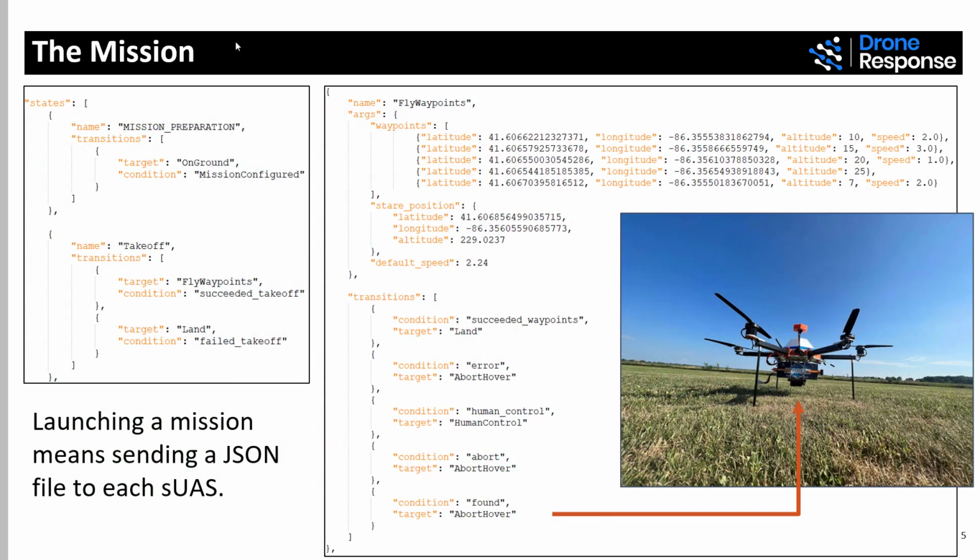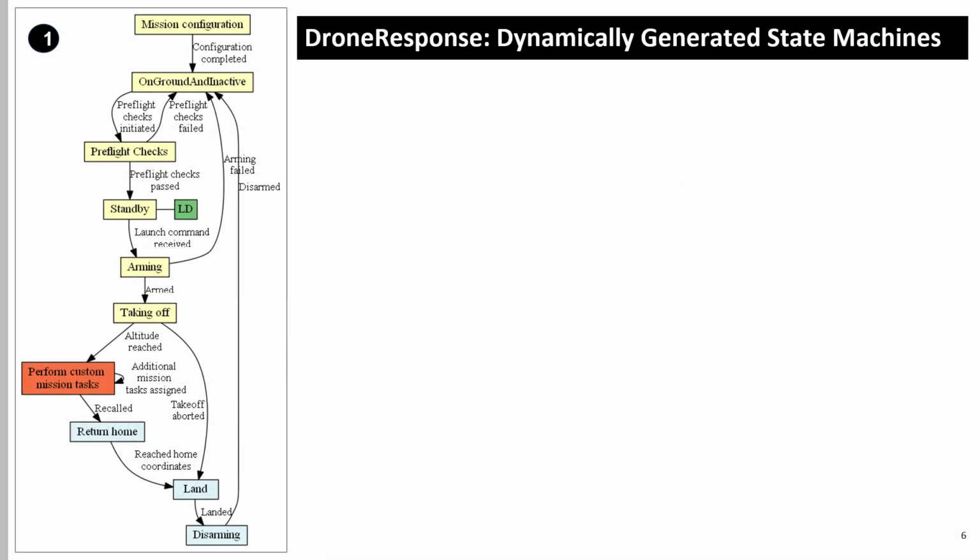When the operator presses the launch button, an individual mission specification is sent to each of the drones. We send it as a JSON string, and it gives the drone the instructions needed to configure itself for its intended mission. Here are some examples of very simple missions.